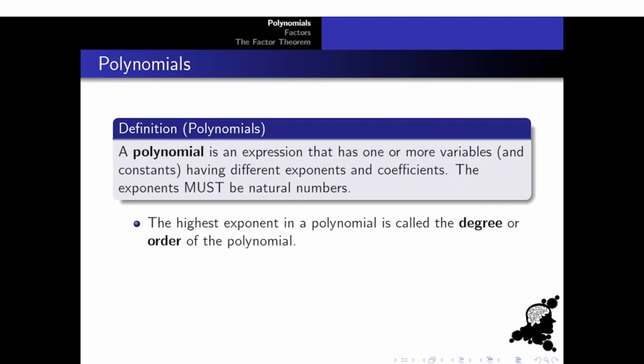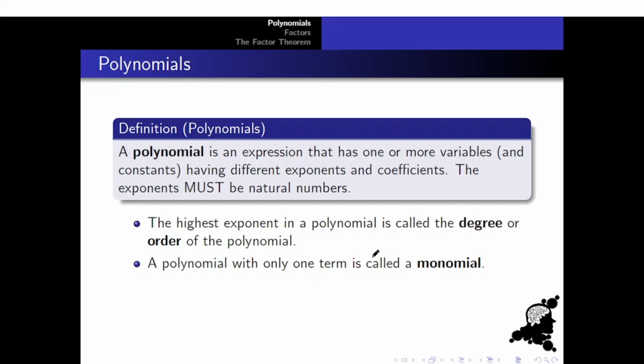So, the highest exponent of a polynomial is called the degree or the order of a polynomial. So for example, if I've got x to the power 3 minus 4x squared plus 12x, let's say minus 9. The highest exponent in this polynomial is this 3. So this type of polynomial is called a third degree or third order expression. A third degree or a third order polynomial.